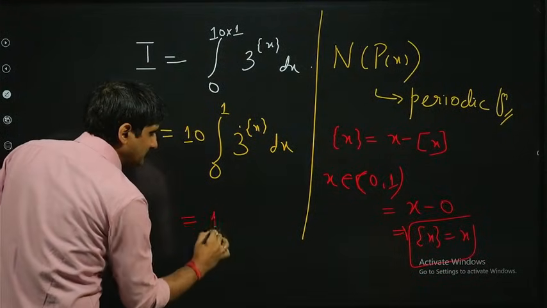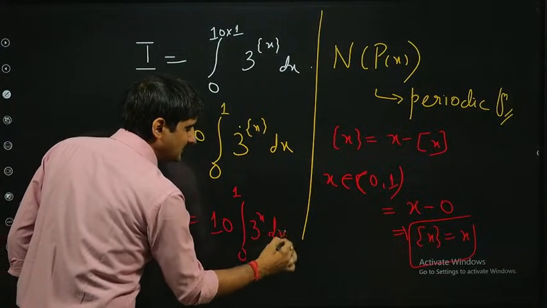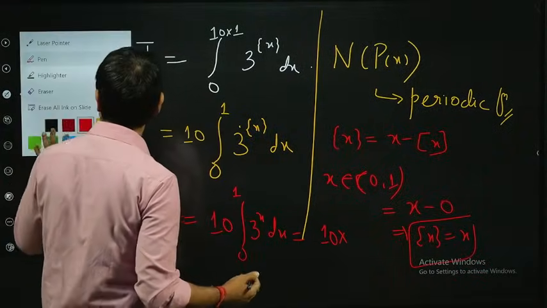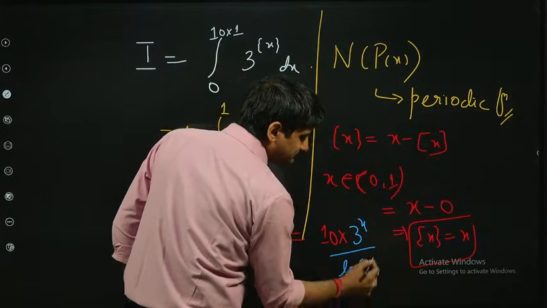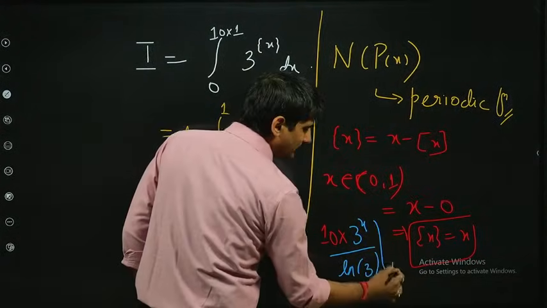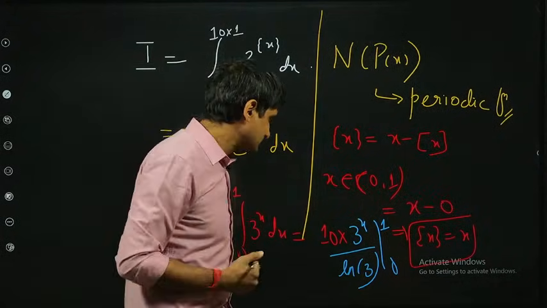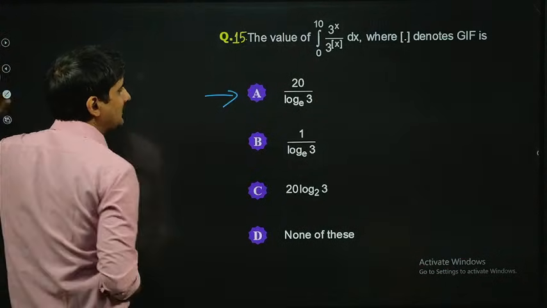So now we are done. 10 times the integral from 0 to 1 of 3 raised to the power x dx. And then we have its integral, and what is it? The integral of a raised to the power x is nothing but a raised to the power x by ln a, so here 3 raised to the power x by ln 3. And then it goes from 0 to 1. So 3 raised to the power 1 is 3, minus 1, which is 2. So 20 over ln 3 should be the answer. So that's the answer here.